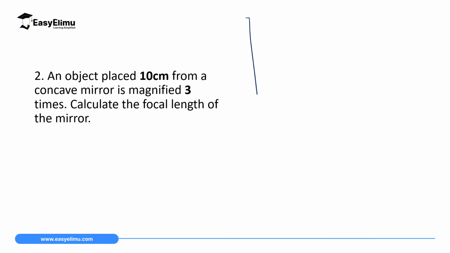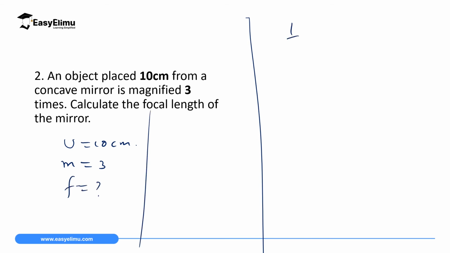So the second question reads, an object placed 10 centimeter from a concave mirror is magnified 3 times. Calculate the focal length of the mirror. So in this case, we have to write down what we have. The first thing we have is an object distance U as 10 centimeter. Then we have magnification as 3. Remember, it does not have a unit, it's a ratio. Then they are asking us to find F, but we cannot find F from the mirror formula yet. Remember, it's 1 over F is equal to 1 over U plus 1 over V.